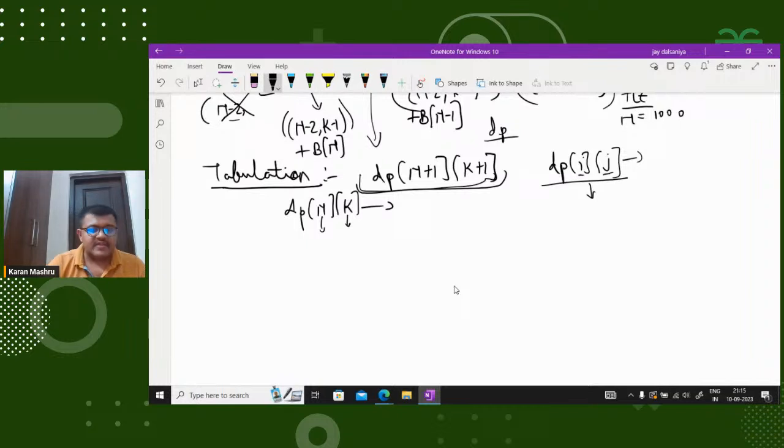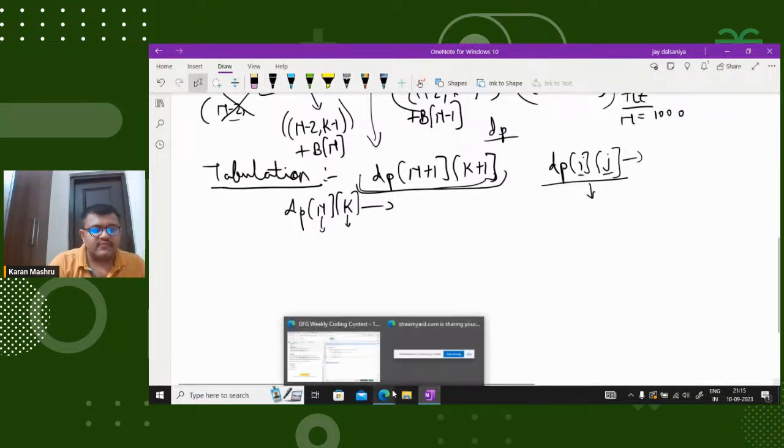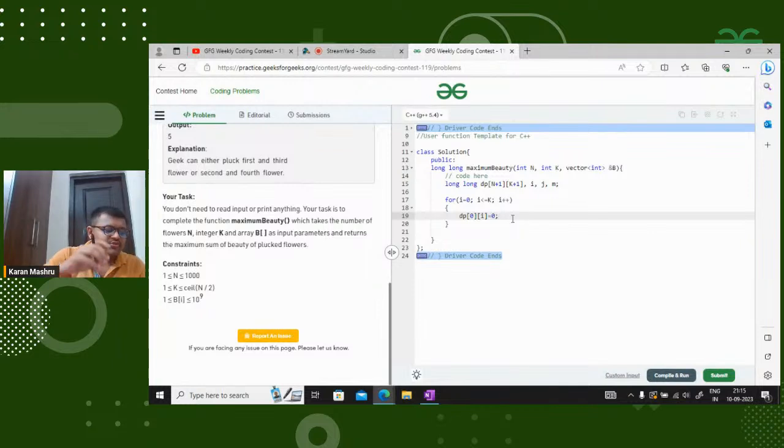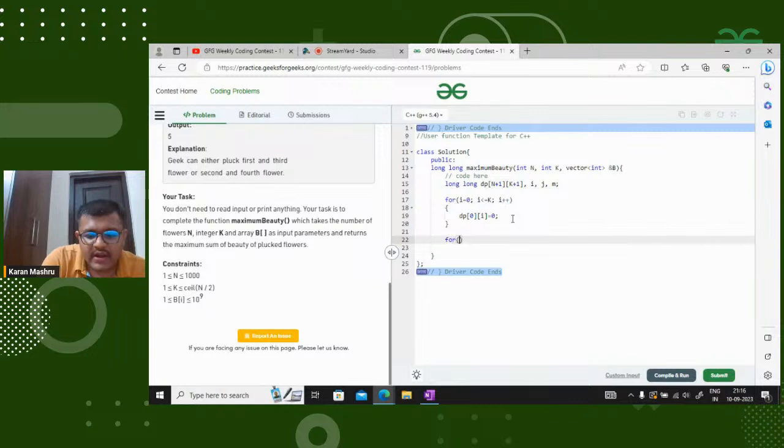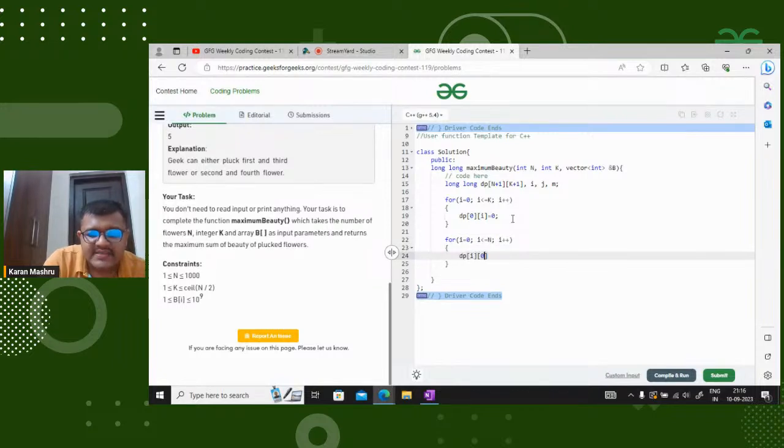So now we need to fill this. Whenever we fill a table, first of all we fill the base cases and then we use the for loop to fill the complete table, like we relate the larger problem with the smaller subproblem. Okay, so first of all I have taken for i equals to 0 to k, dp of 0 i equals to 0. Why? Because if you have zero number of flowers you cannot pluck any of them, so the maximum beauty would be 0. Now for i equals to 0, i is less than equals to n, i plus plus, dp of i 0 will also be equals to 0.